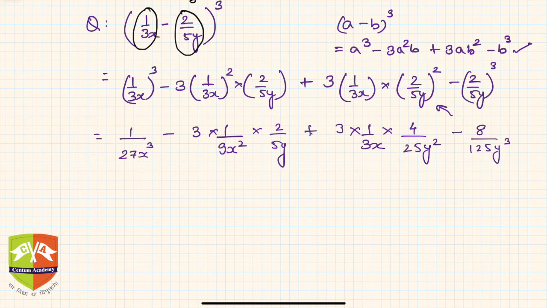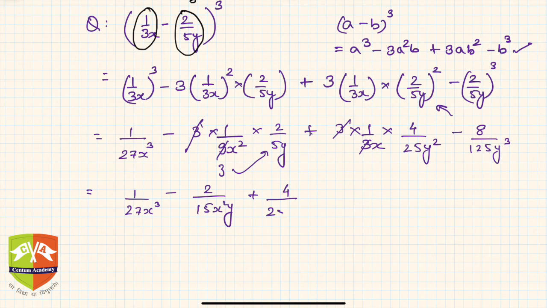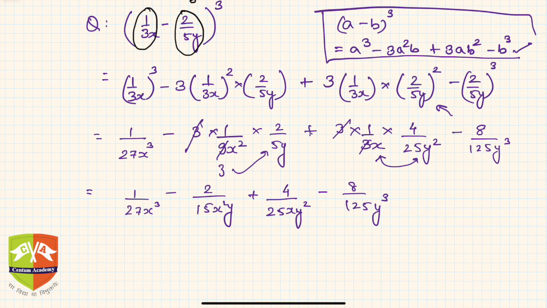So can we simplify a little bit? Yes, we can. This 3 and this 9 will get reduced, this 3 and this 3 will go, so hence the final answer will be 1 upon 27x cube minus 2 upon 15x squared y. So this 3 goes and multiplies with this 5, right? Then plus 4 upon 25xy squared, and minus 8 upon 125y cube. So what did we do? We simply applied this identity and expanded the given expression.